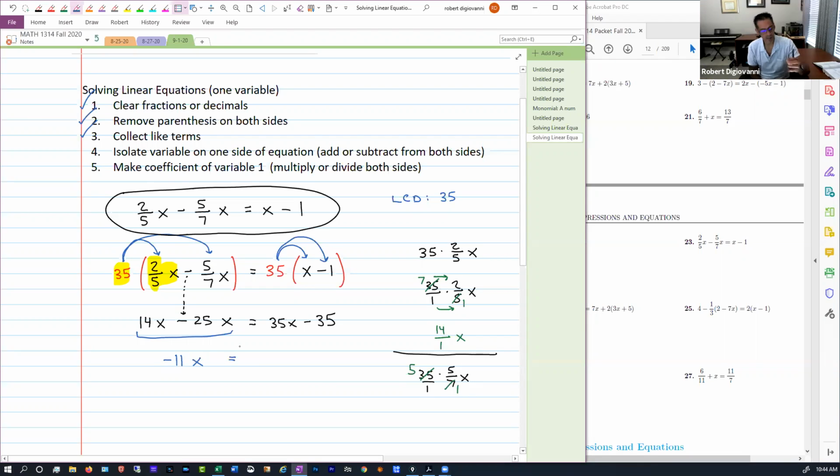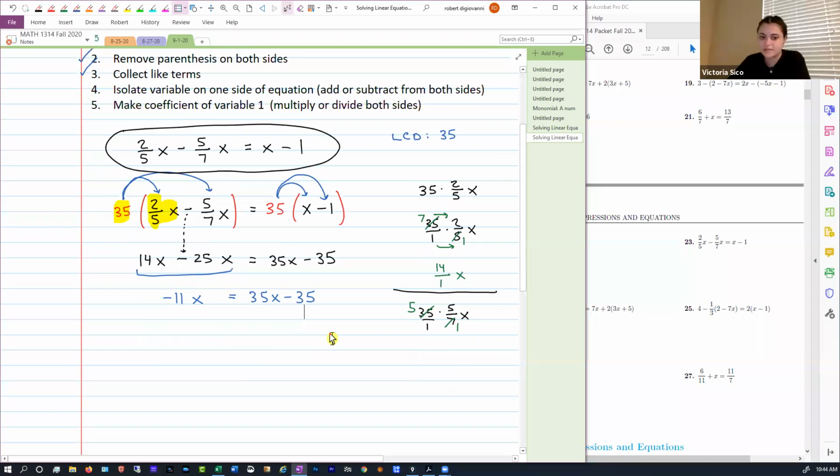And then on the right side, can you combine those together or no? No, you cannot. All right. Okay, so it looks like we've got step 3 done. We have collected like terms. All right, you want to keep going, Victoria? Yes. All right, so isolate the variable. So how would you do that? I would subtract 35x from both sides, yes.